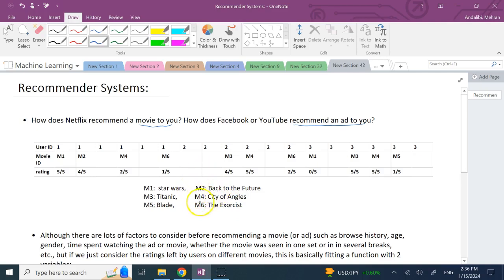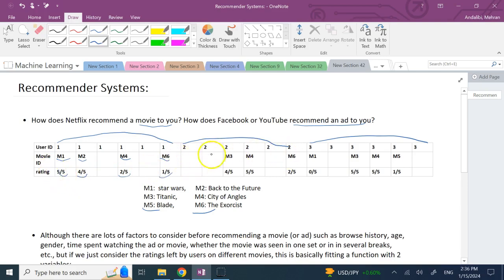And here, to make life very simple, we assume that all they look at are the ratings that you give to the movies. Although it's way more than that, let's say here, just to make life simple, they have 6 movies and 3 users. In reality, they have basically millions of users and thousands of movies. But here, for simplicity, 6 movies, 3 users. Let's say the first user with user ID 1 watched movies M1, M2, M4, and M6, and these are the ratings out of 5 that person gave.